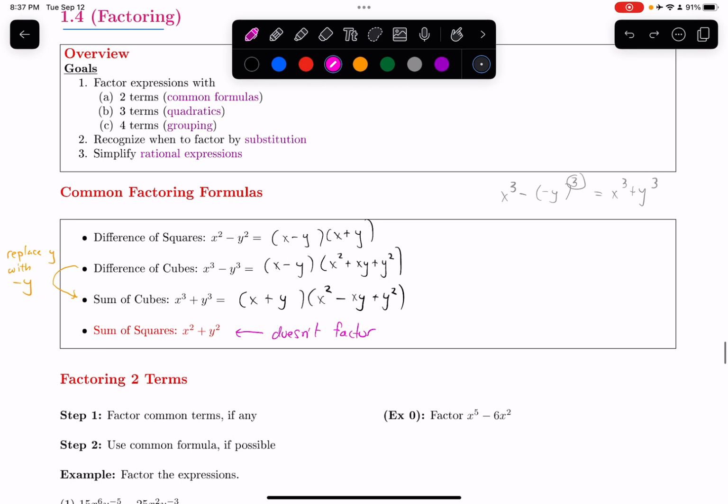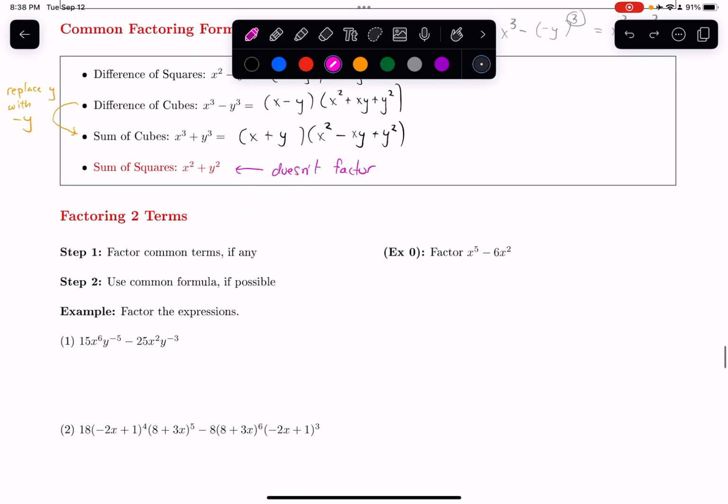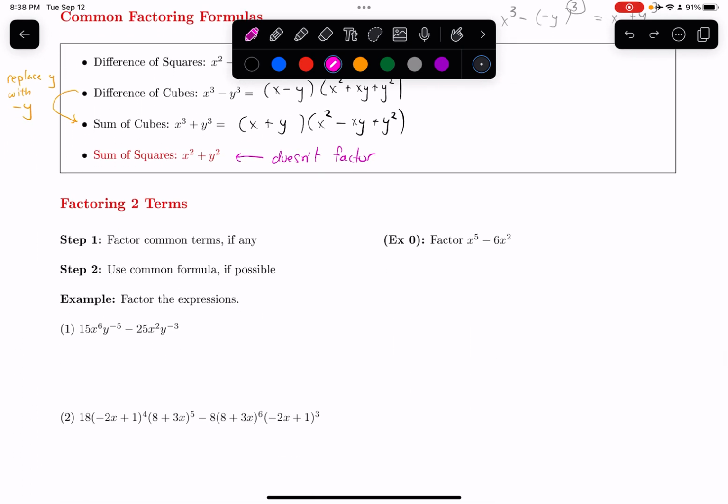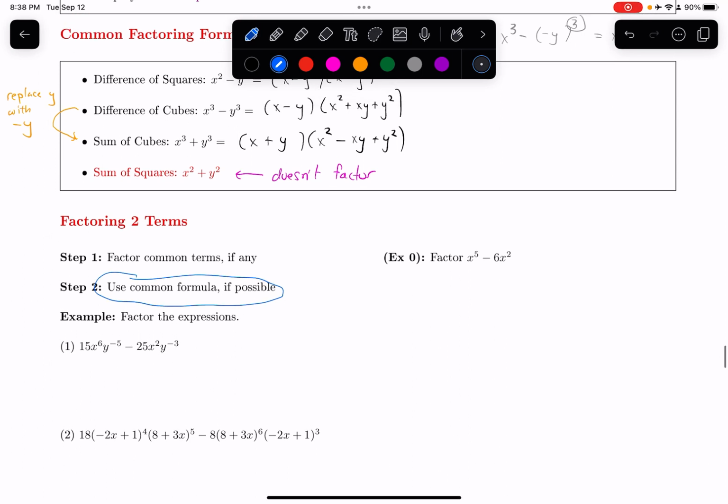Okay, all right, so let's get into factoring two-term expressions. So the steps for this are, first, you factor the common terms, if there are any. And then the second step is, once you've done that, use one of these common formulas, if possible. Okay, so I want to do this example first here. Example 0, factor this expression.